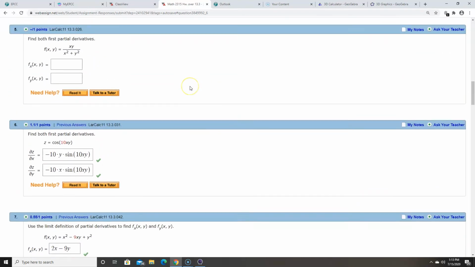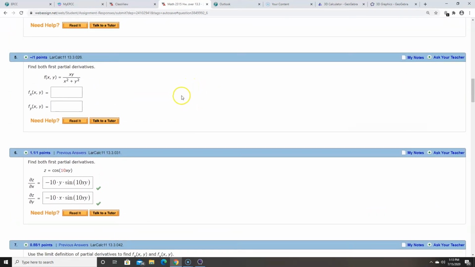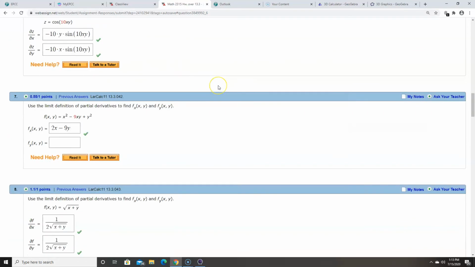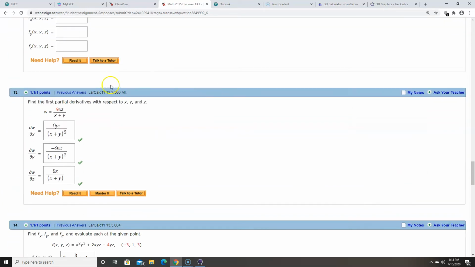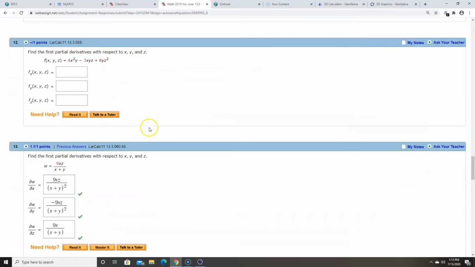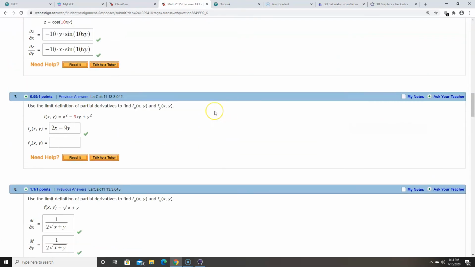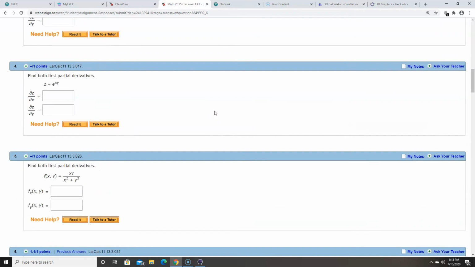We did this one already. This is the one that will be somewhat interesting, because when you differentiate with respect to x and with respect to y, you're going to have to use quotient rule on both of them. But it's similar then to the one down here we did with the quotient rule, which was number 13. So I'm leaving that one for you. This will be fairly simple as well.